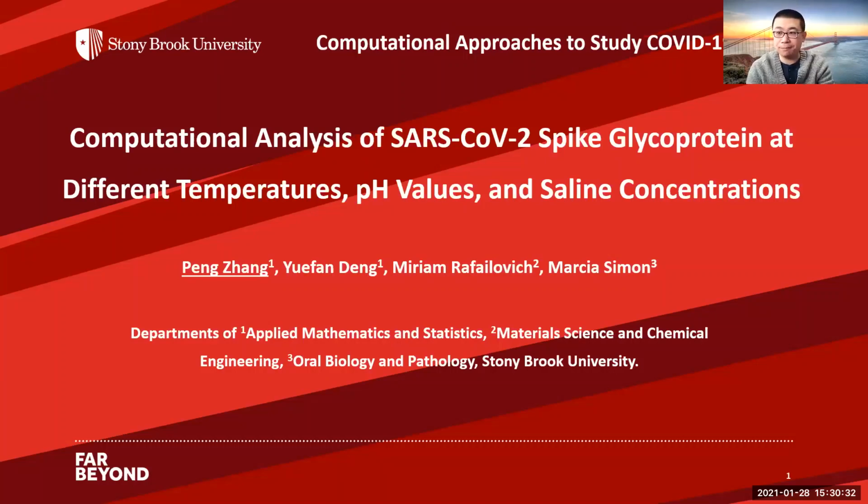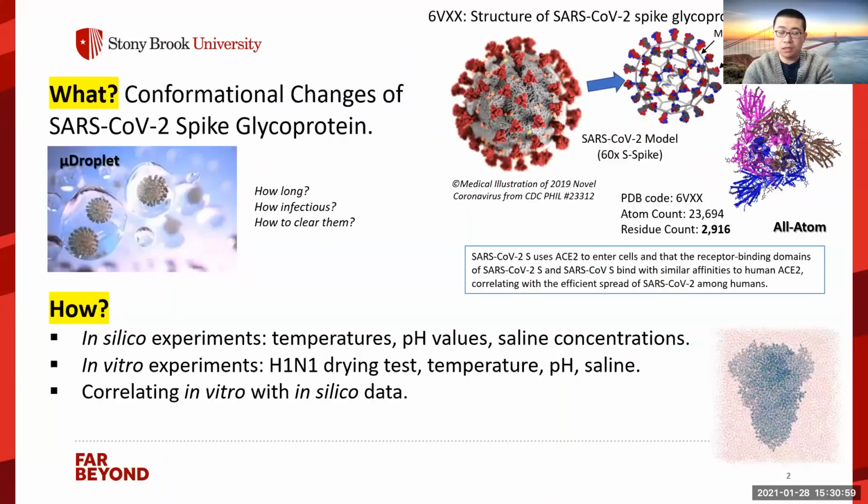In this study, we are focusing on the structural changes of the SARS-CoV-2 spike protein at different temperatures, pH values, and saline concentrations. We are using both computational methods as well as experimental methods, and that can help us to validate our numerical predictions. In today's talk, we will present our methods as well as some key results. If the audience is interested in our research methods or data, we can talk separately.